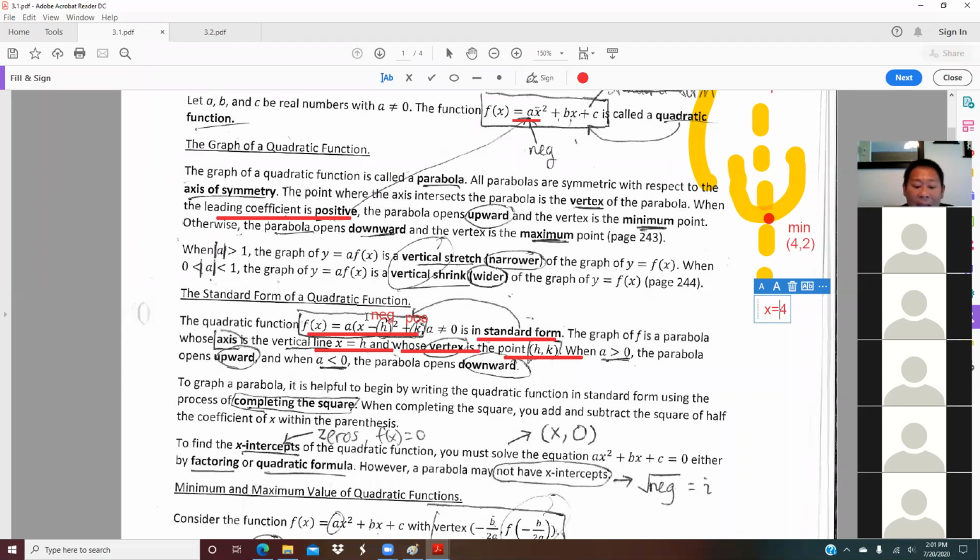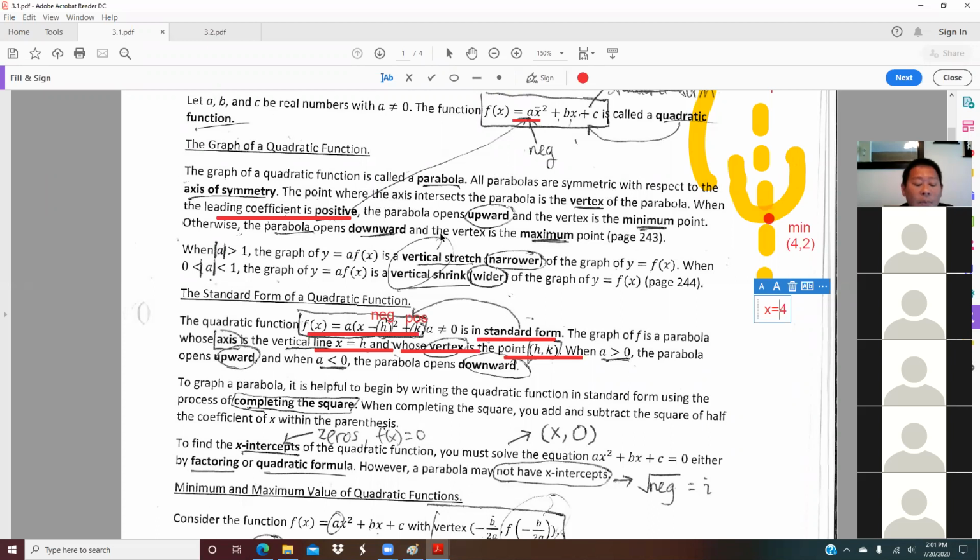Okay, and the A in front has the same concept as the A we just did previously. So if your A is positive, it goes upward. If your A is negative, it goes downward. If your A is greater than 1, it's a narrow parabola. If your A is between 0 and 1, it's a wider parabola. So the A in front here works the same as the A here.